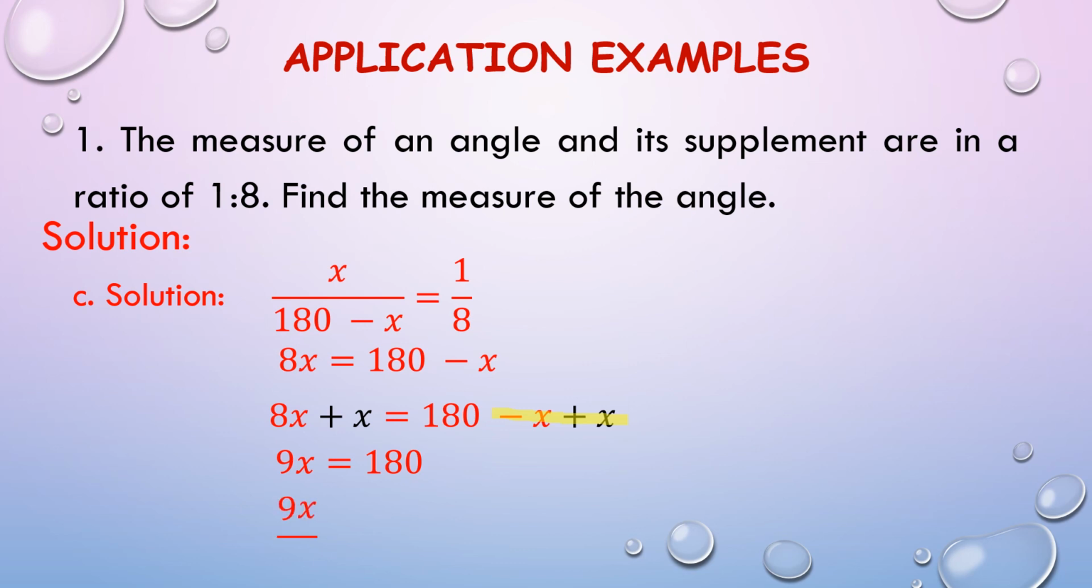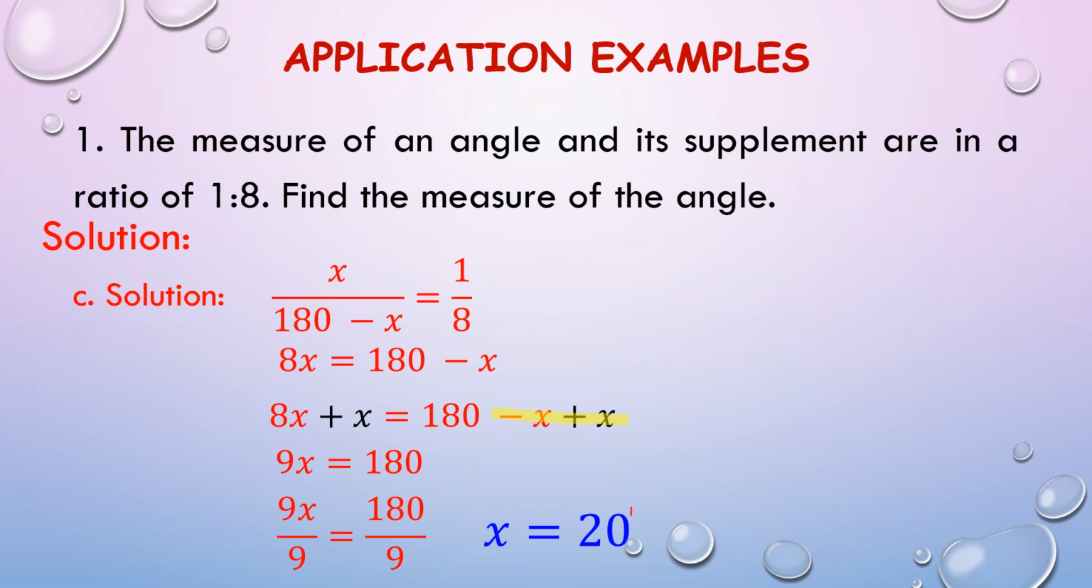Next, eliminate the numerical coefficient, the number beside x. To eliminate it, we divide by the number beside x, which is 9. So 9 divided by 9 is equal to 1, and 180 divided by 9 is equal to 20.